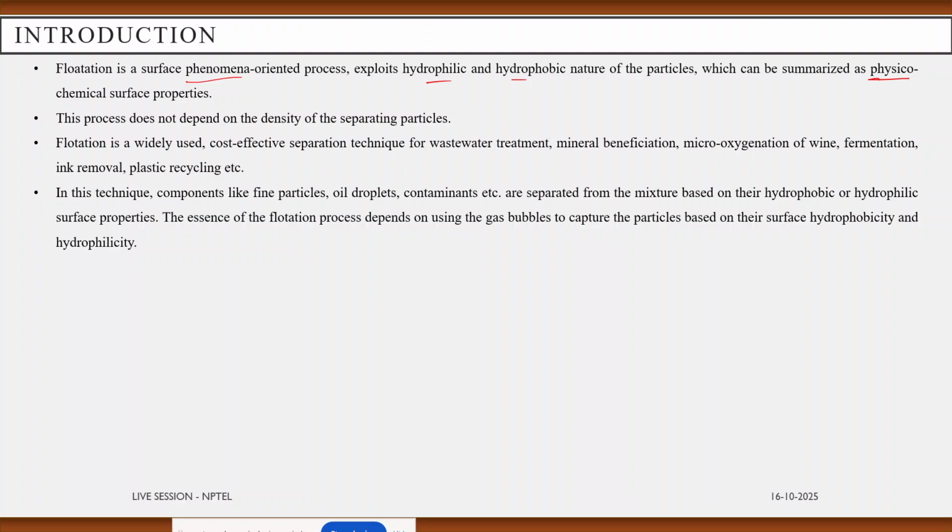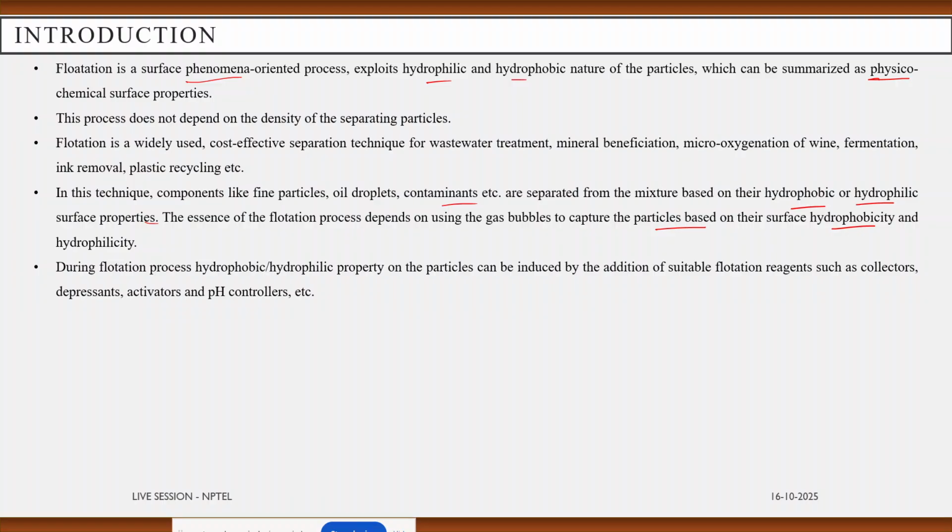So in this technique, the components like very fine particles, oil droplets or contaminants are separated from the mixture based on their hydrophobic or hydrophilic surface properties. The essence of flotation process depends on using the gas bubbles that you are introducing into the system, which will be used to capture the particles based on their surface hydrophobicity or hydrophilicity.